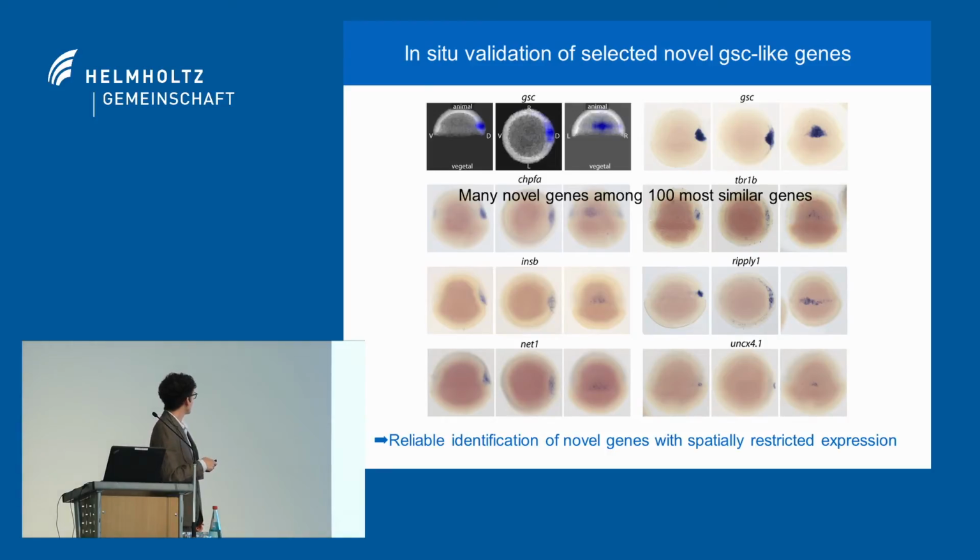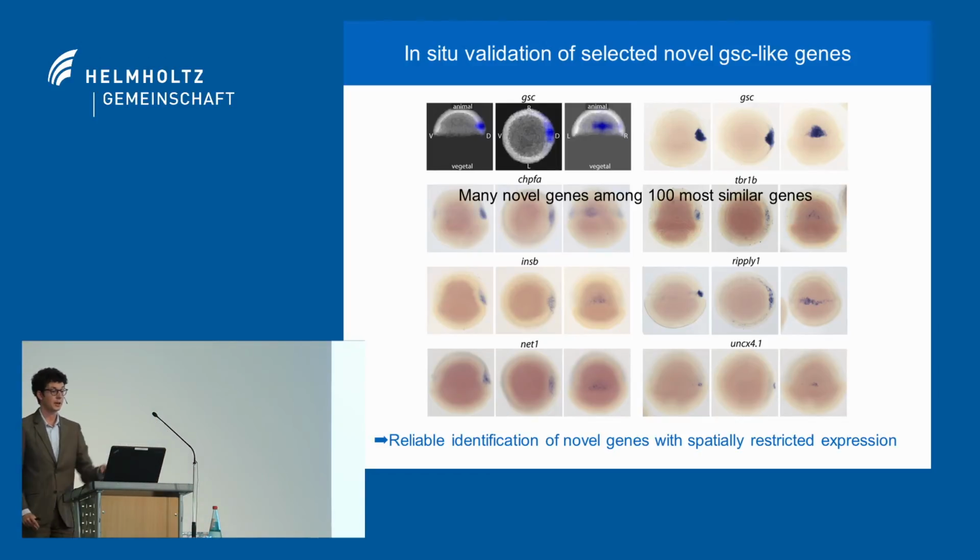So here at the top, again, you see the reference goosecoid in the 3D reconstruction TomoSeq image, and this here is microscopy data, which, as you can see, is identical. And now here are 6 novel genes that we took out of the list. If you compare these images, these are maximum projections taken from the 3 main body axes. I think we can agree that these novel genes are all highly similar to the reference data set, suggesting that this allows us to reliably identify novel genes with spatially restricted expression patterns.